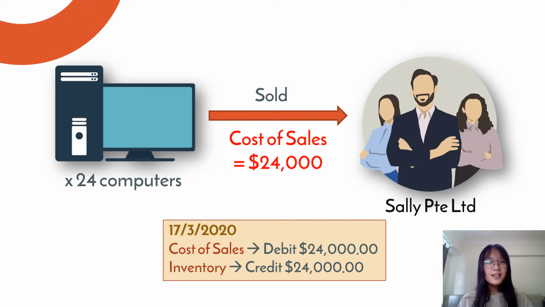Furthermore, after selling the computers, the cost of sales will increase, while the inventory will decrease. This means that $24,000 will be debited to the cost of sales account, which is under the equity account as an expense, and $24,000 will be credited to the inventory account, which is under the asset account.